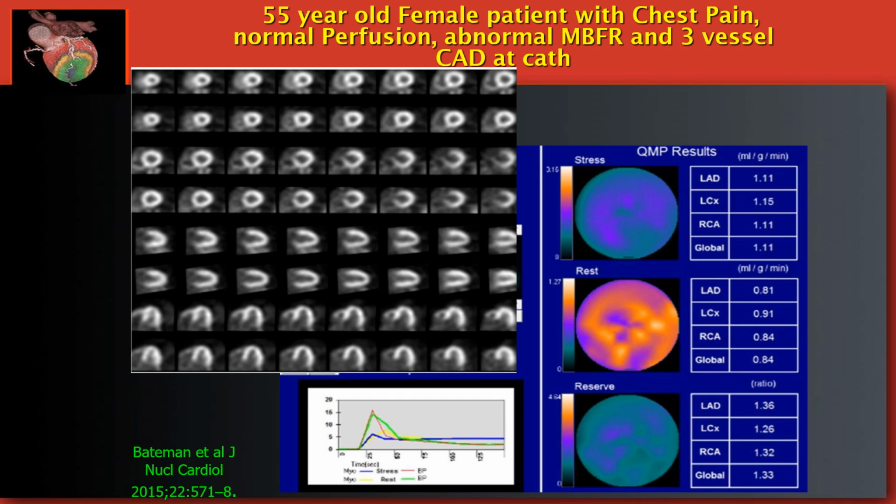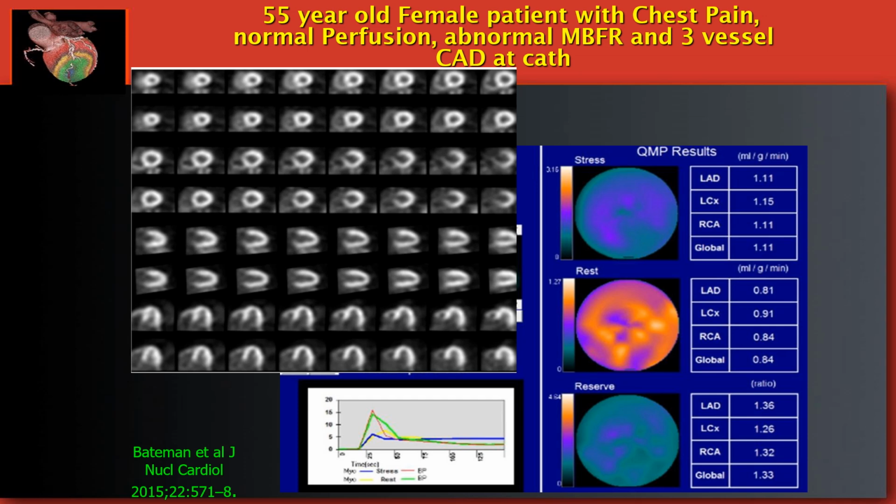This is a 55-year-old patient with chest pain, normal perfusion, abnormal myocardial blood flow reserve, and this patient had triple vessel disease seen on their cath study. So you can look at this and see that their perfusion is pretty normal. You do see here in the septal wall, but that's the connection of the right ventricle. So that's a normal finding there. But images on the perfusion look normal.